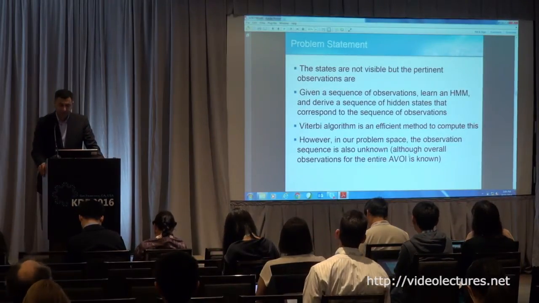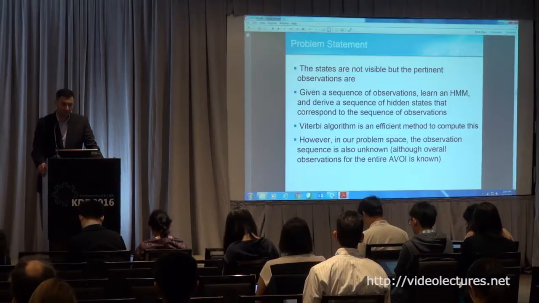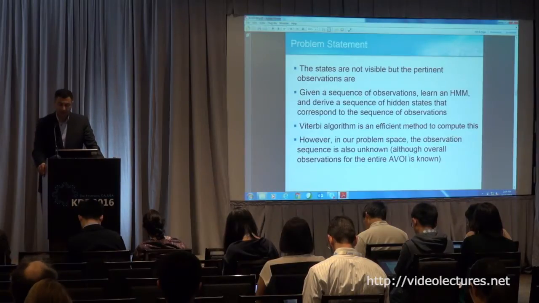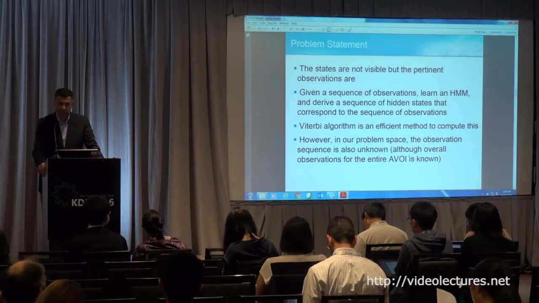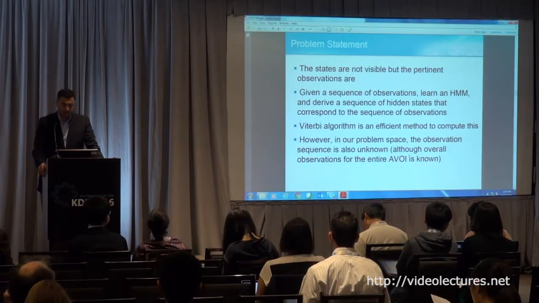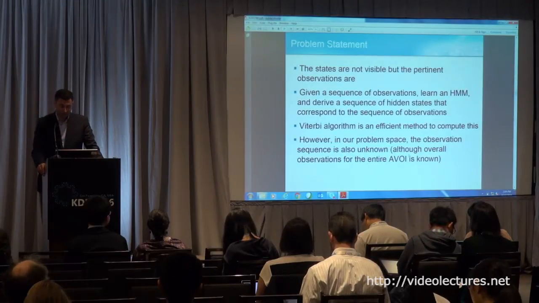The states are not visible, but the pertinent observations, which are the weather measurements, are visible. So given a sequence of observations, we learn a hidden Markov model and derive a sequence of hidden states that map to the sequence of observations. In fact, we all know from NLP and other domains that the Viterbi algorithm is an efficient method to compute this.